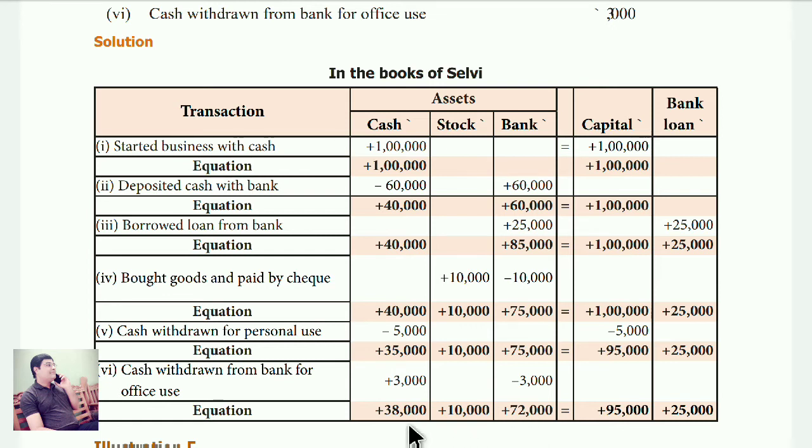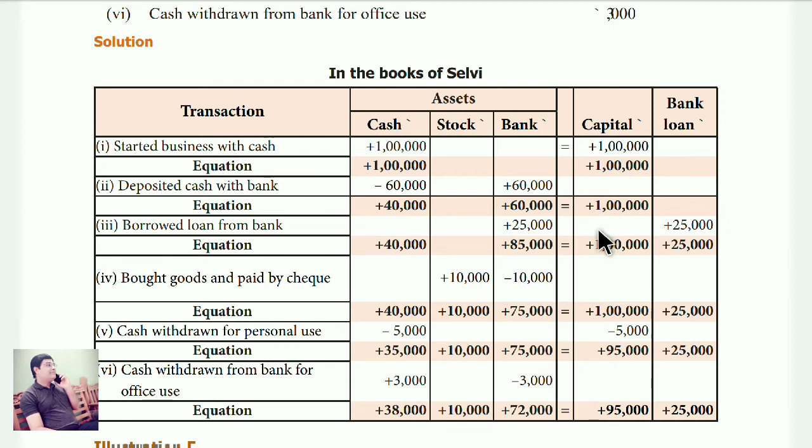Right? 38 plus 10, 48. 48 plus 72. So what you will do? 48 plus 2, 50. 50 plus 70,000, 1 lakh 20,000. See here, same amount will come. 95 plus 25. 95 plus 25 is how much? 1 lakh 20,000. So both the side total will be equal. So your answer is right.